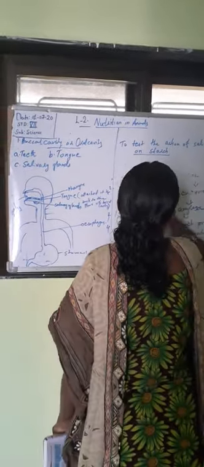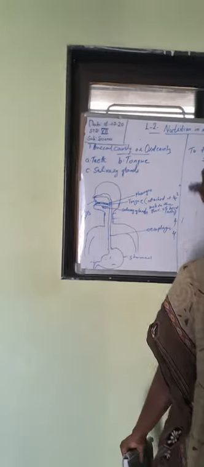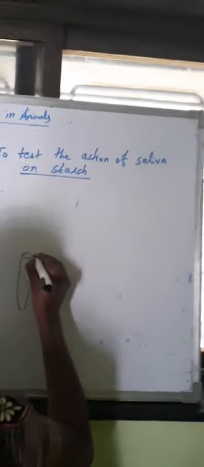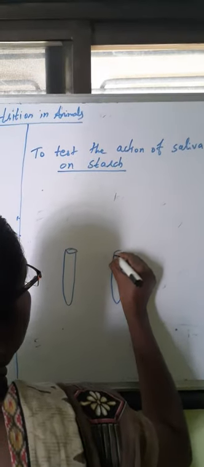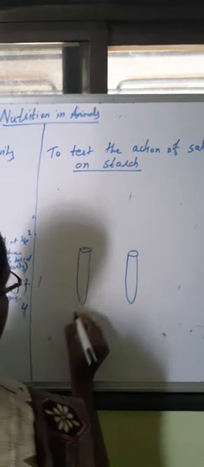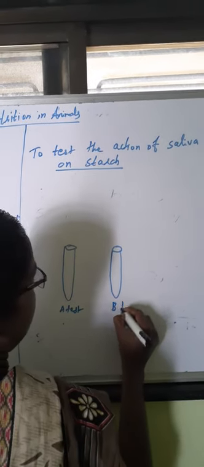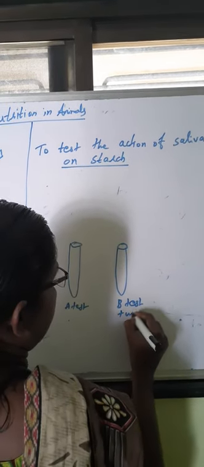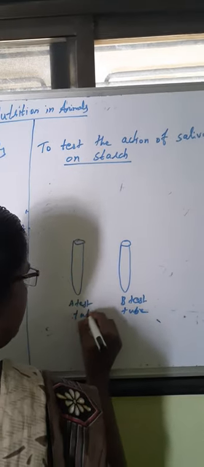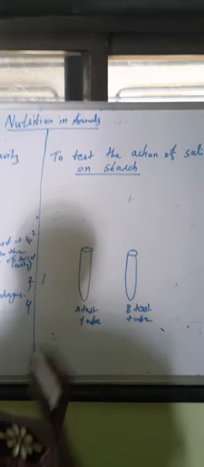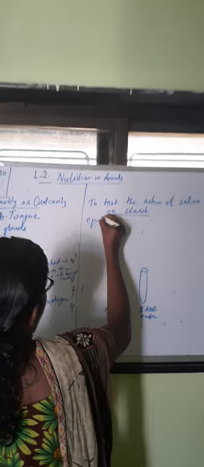Next is an experiment to test the action of saliva on starch. First, take two test tubes. The first is test tube A and the second is test tube B. Two names are given, A test tube and B test tube. Next, the equipment.